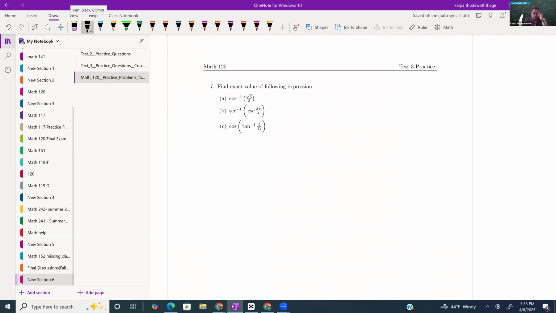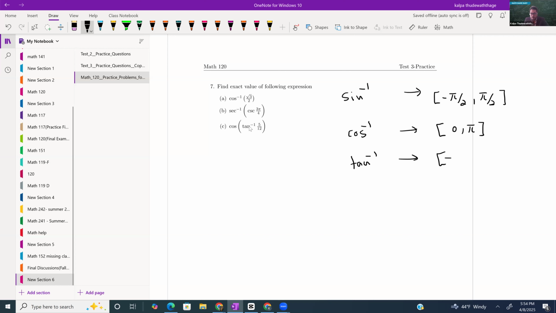So the last one, you need inverses. So remember the principal range of sine inverse. If I ask sine inverse of any value, you tell me the angle between negative 90 to positive 90. It's called the principal range of sine inverse. For cosine inverse, you get 0 to pi. Tan inverse, you get negative 90 to positive 90. Part A, cosine inverse root 3 over 2.